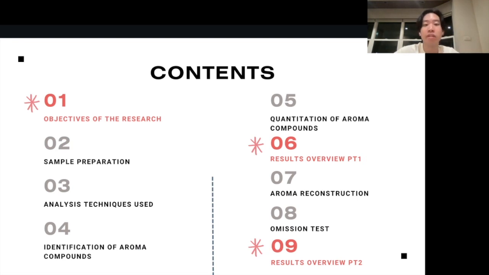The objectives of this research will be firstly explained, followed by different parts of the research. This includes the sample preparation, the analysis techniques used, how the aroma compounds were identified, how the aroma compounds were quantified, and to finish off this presentation, the aroma recombination and omission testing will be covered. We'll be having two results overview sections in order to summarize the key findings of this research.